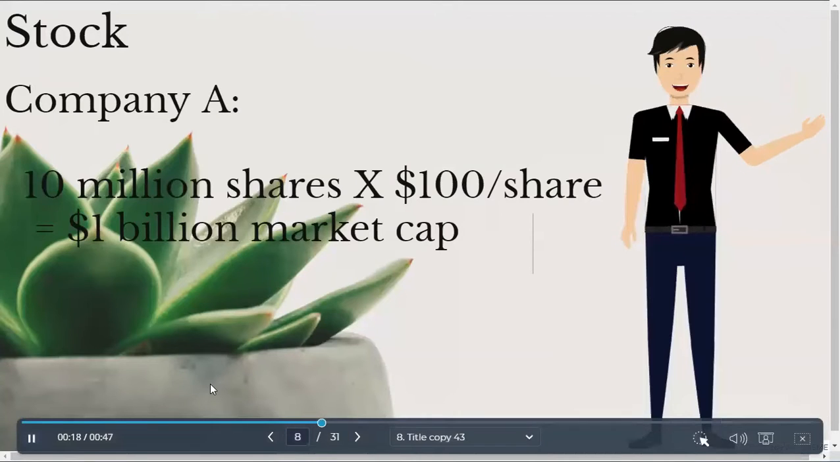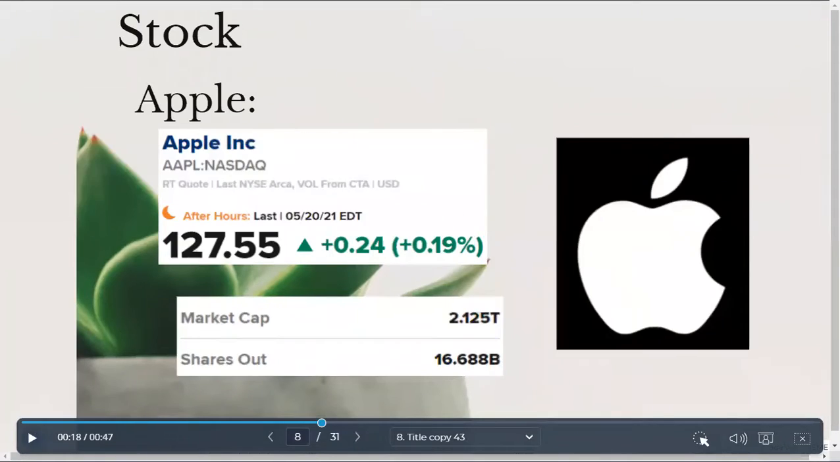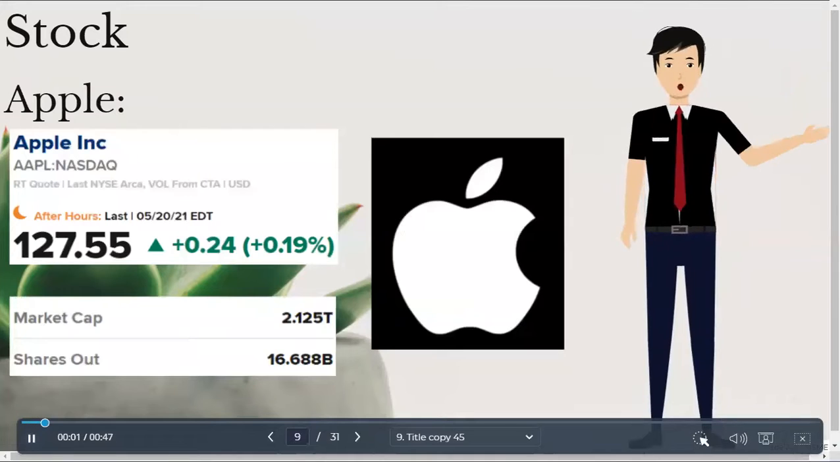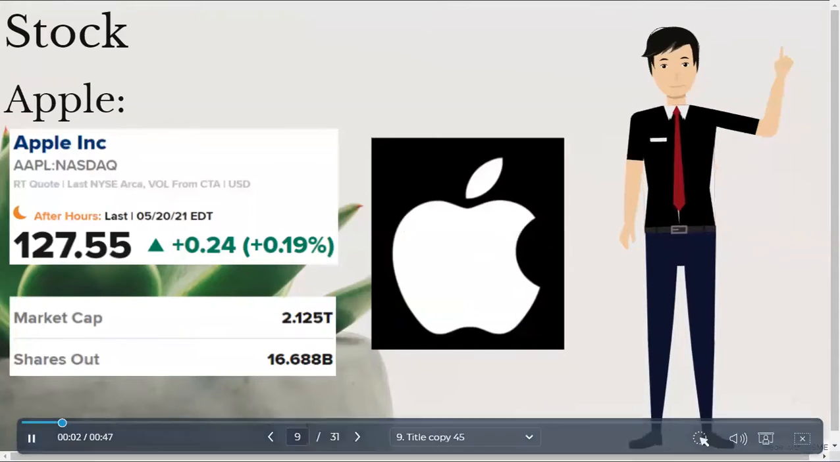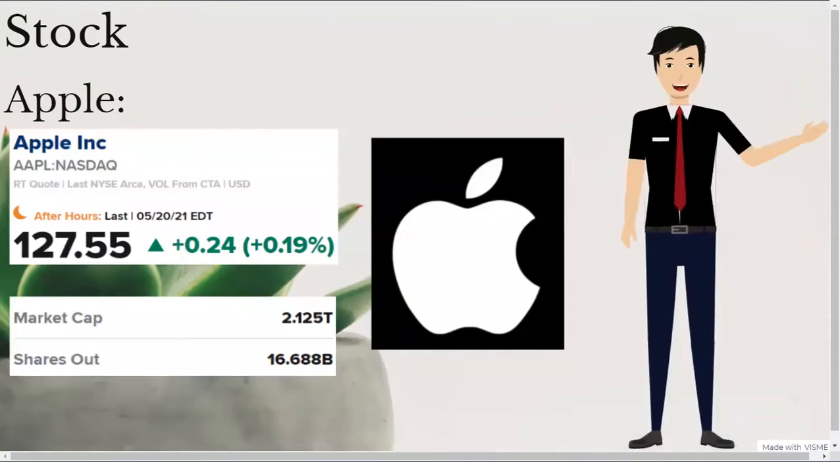Using an actual company like Apple as an example, the current stock price is $127.55 as of the current after hours price at the recording of this video. This equates to a market cap of $2.125 trillion for Apple. Also, Apple currently has over 16 billion shares outstanding.